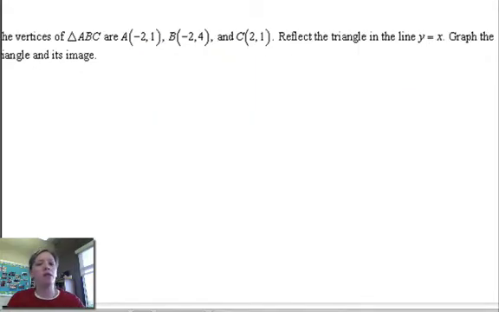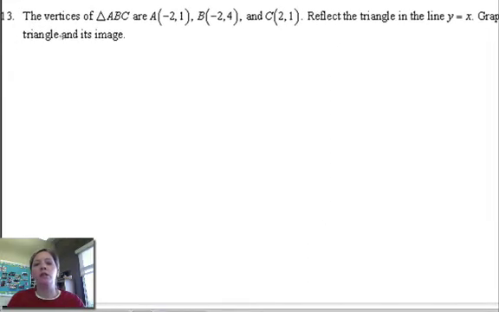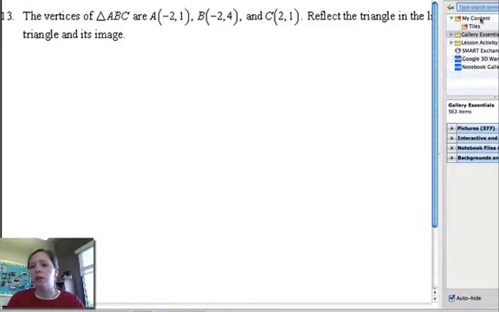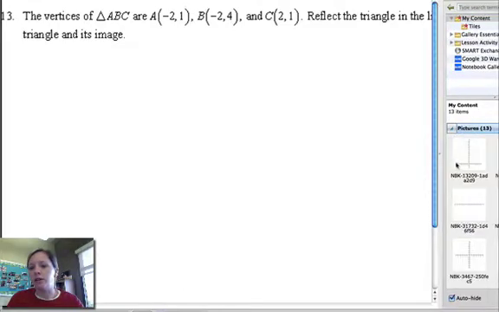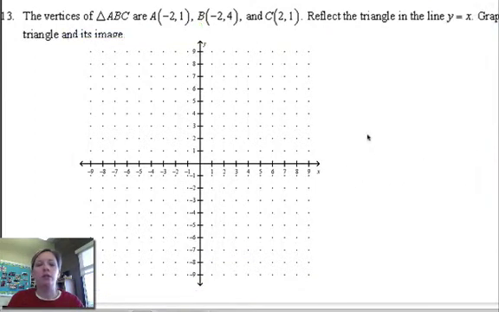Alright, number 13. The vertices of a triangle are this. Reflect it over the line y equals x. Graph the triangle and its image. So what I'm going to need is a graph here. I think I got one. Alright, so here's a graph. You need to start by plotting the points. A is at (-2, 1). B is at (-2, 4). And C is at (2, 1). So here's my triangle.